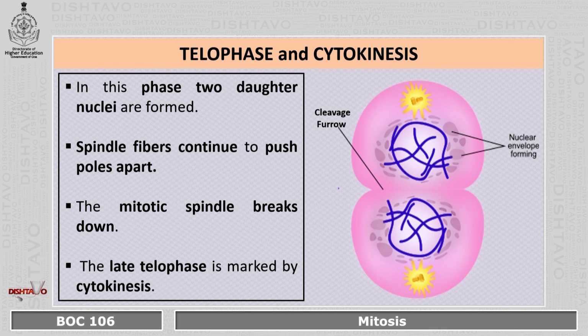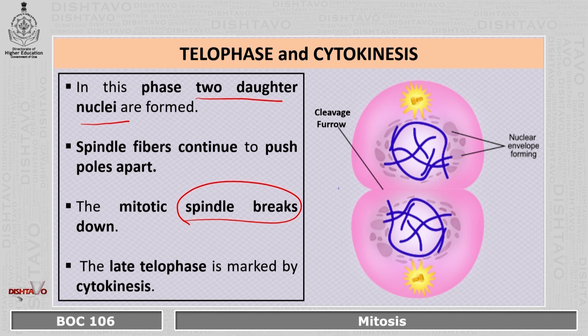Telophase is accompanied by cytokinesis. In this phase, two daughter nuclei are formed. Spindle fibers continue to push the poles apart. The mitotic spindle breaks down. The late telophase is marked by cytokinesis.